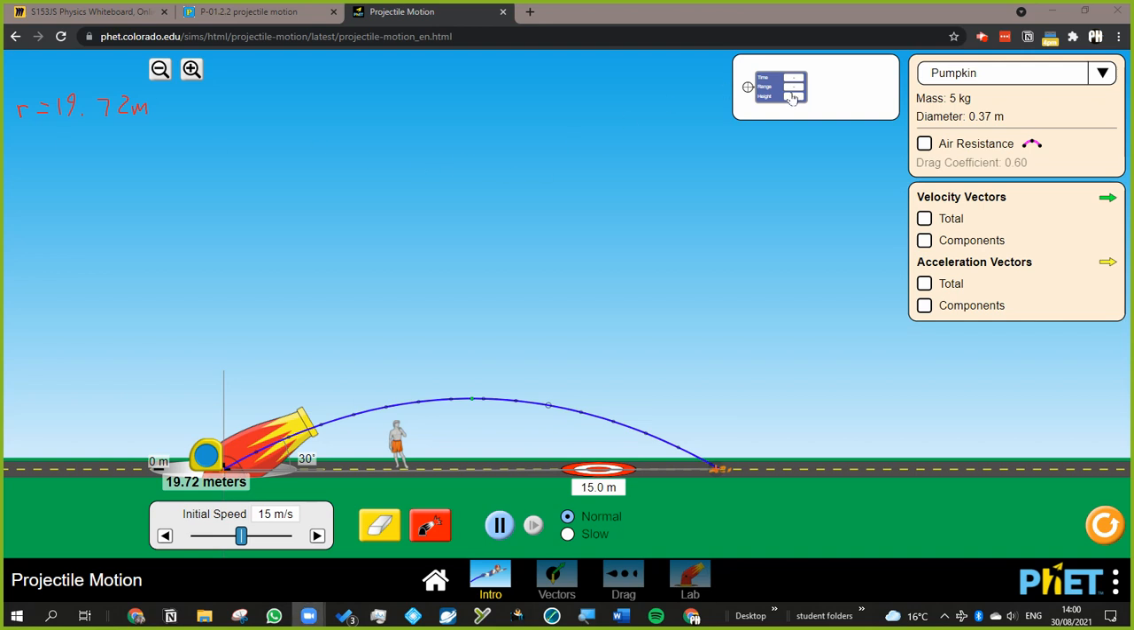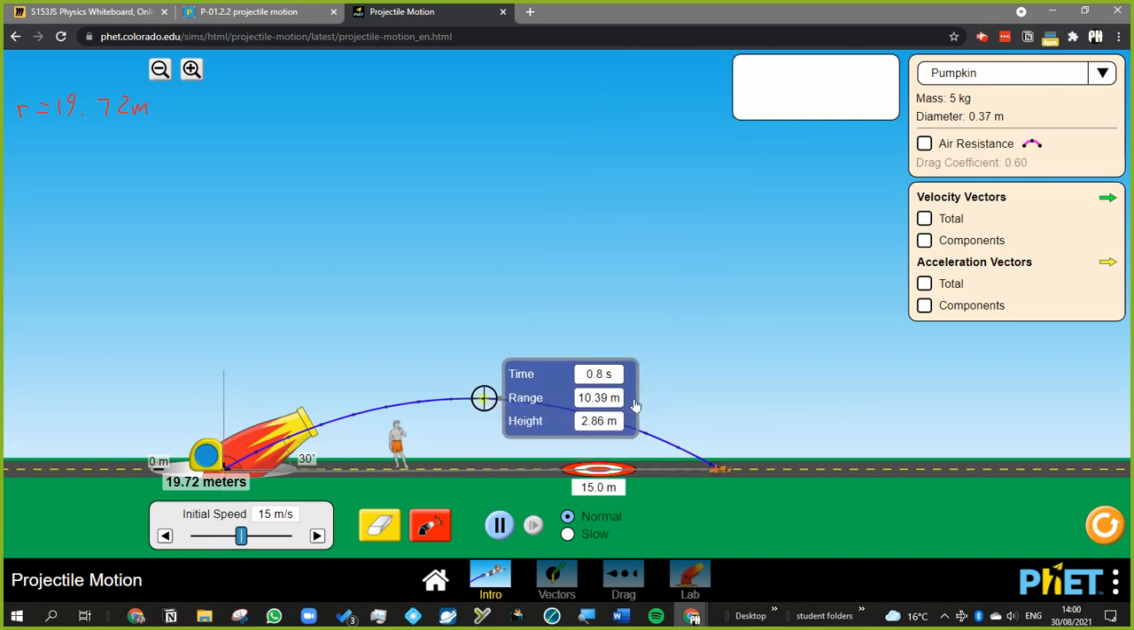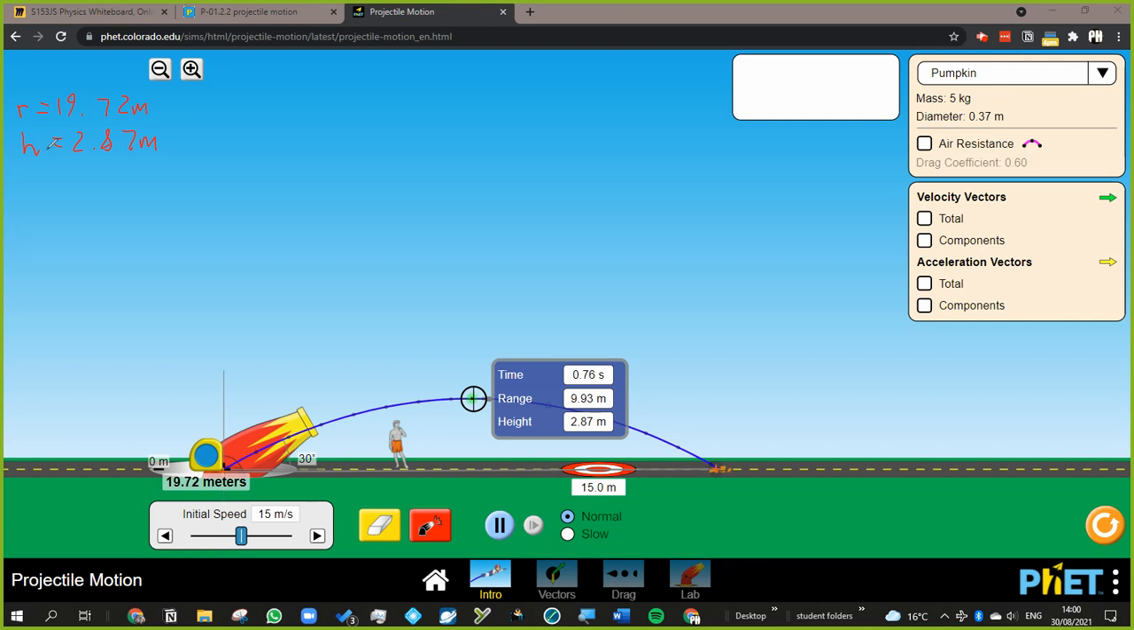The other thing we'd like to know is how high did it go? What was its maximum height? They've identified that on this green bit here. If I take this bit here, I can go for any part of this journey, and it'll tell me after 0.9 seconds the height was this. So the maximum height looks to be 2.87. I don't think it ever went any higher than that. So we'll say that the height it reached was 2.87 meters.